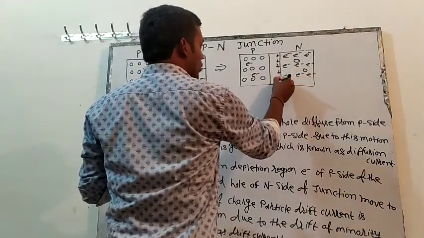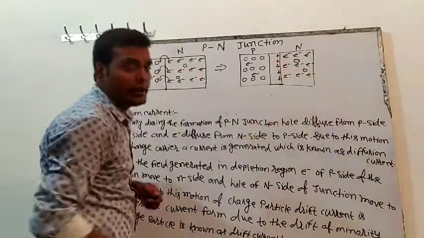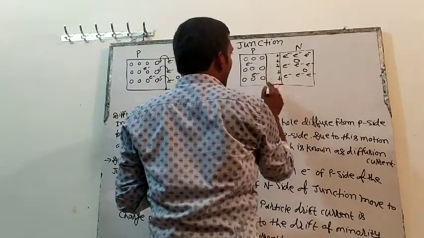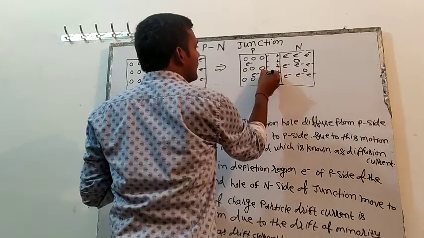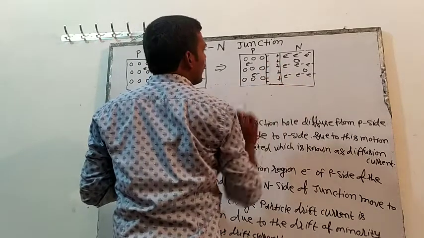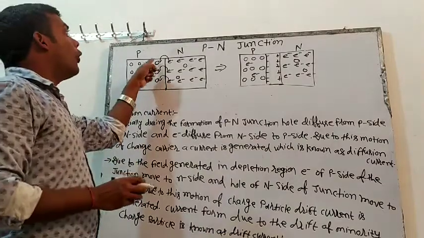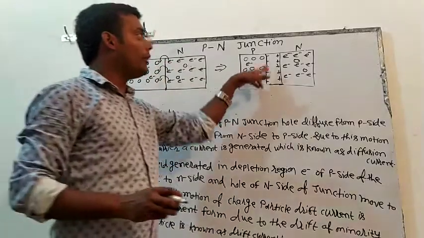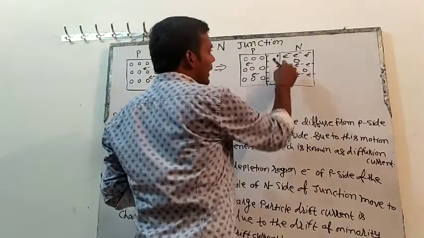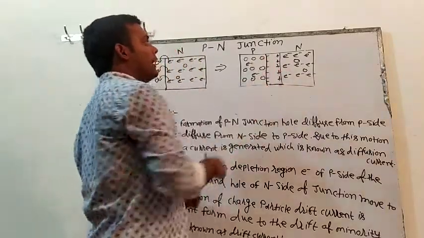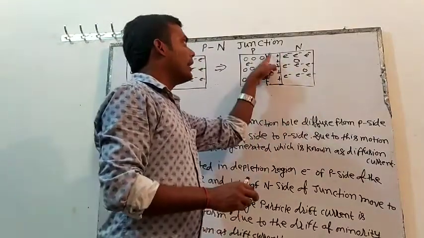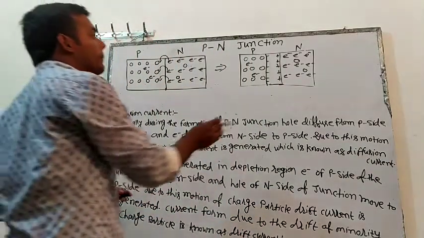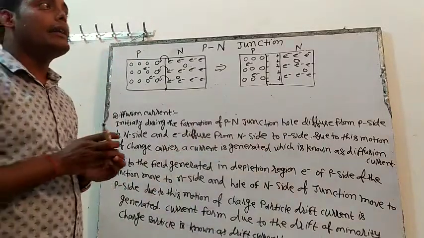Or you can think like this also. This is negative charge, so it will attract positive. And this is positive charge, so it will attract negative charge. Or you can think like this: since hole is going from here, and hole has positive charge, positive is going, so negative will be there. Either way, negative will attract positive and positive will attract negative. So here will be plus plus plus plus, and on this side there will be minus minus minus minus, right? So a charge will be generated in the depletion region.